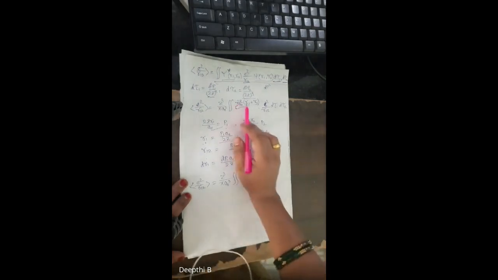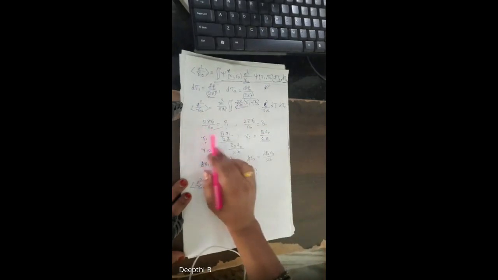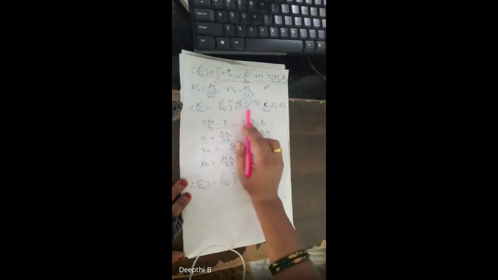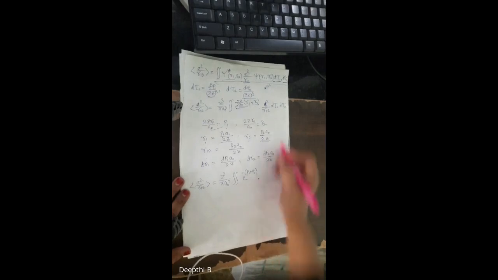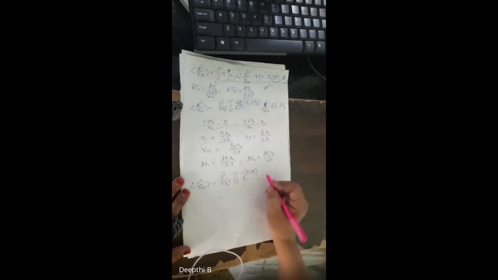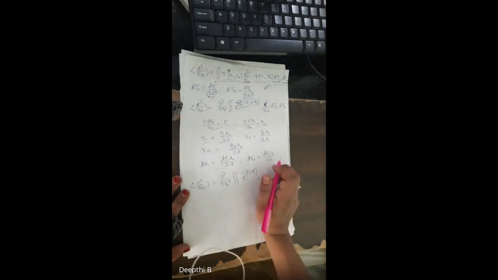2z r1 by a naught is what? 2z r1 by a naught is p1, so we will put p1, plus 2z r2 by a naught is equal to p2, so we will put p2. Okay, students. Now into e square by r1.